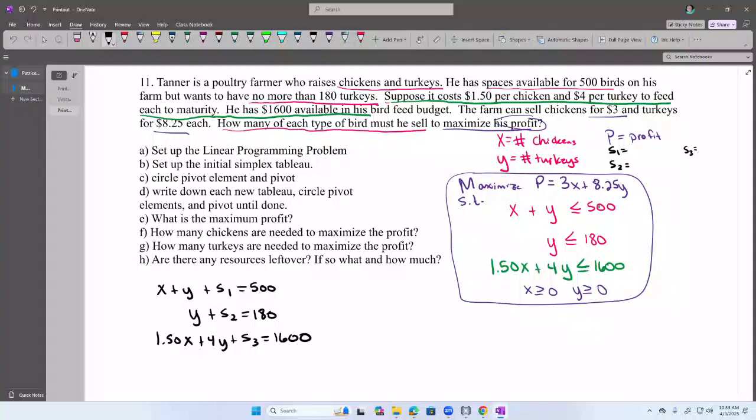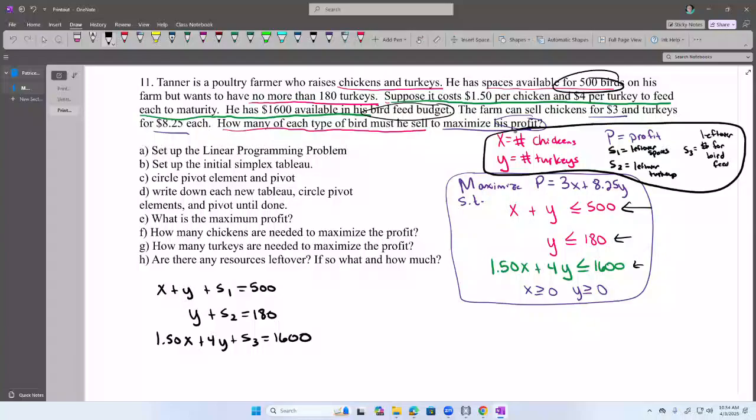So S1 was talking about this one right here. That was how many spaces they had available. So that's leftover spaces. How many spaces they had available for the birds right there. This one was specifically talking about no more than 180 turkeys. So this would be leftover turkeys. And S3 was talking about bird feed budget. So money for bird feed. Leftover. So these are my variables right there. I got 6 of them going on.